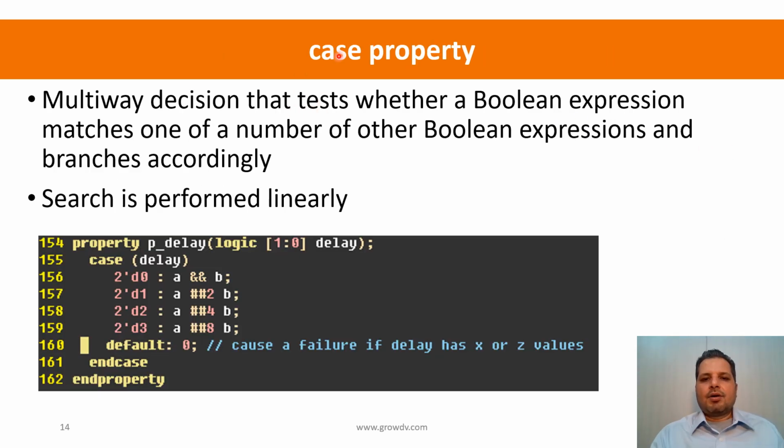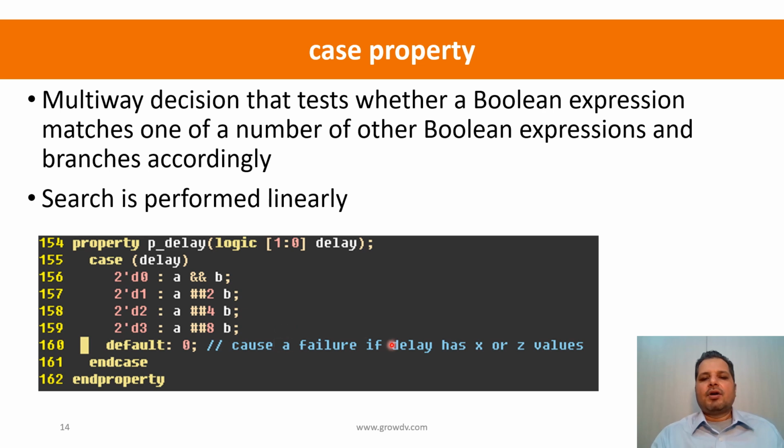So here, this is how you can use the case type of property pattern. It's a multi-way decision, and it's again based on a Boolean expression. This is something that you want to keep in mind. Once you are using a Boolean expression, you can use its values to branch, and the search for a particular value is performed linearly, that is, one after another. So here you have a case on delay, and depending on the different delay values, you are performing a different type of sequence check.